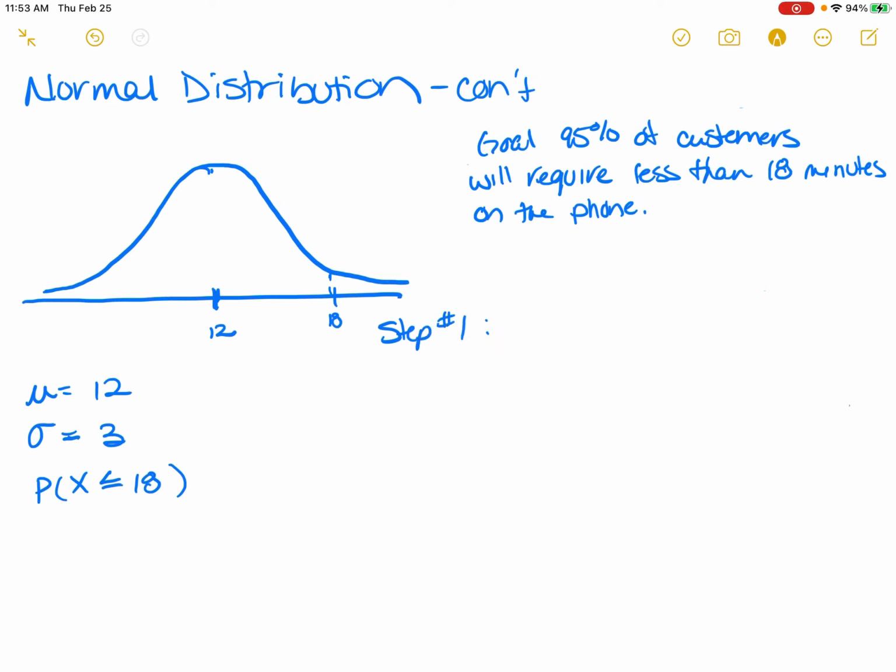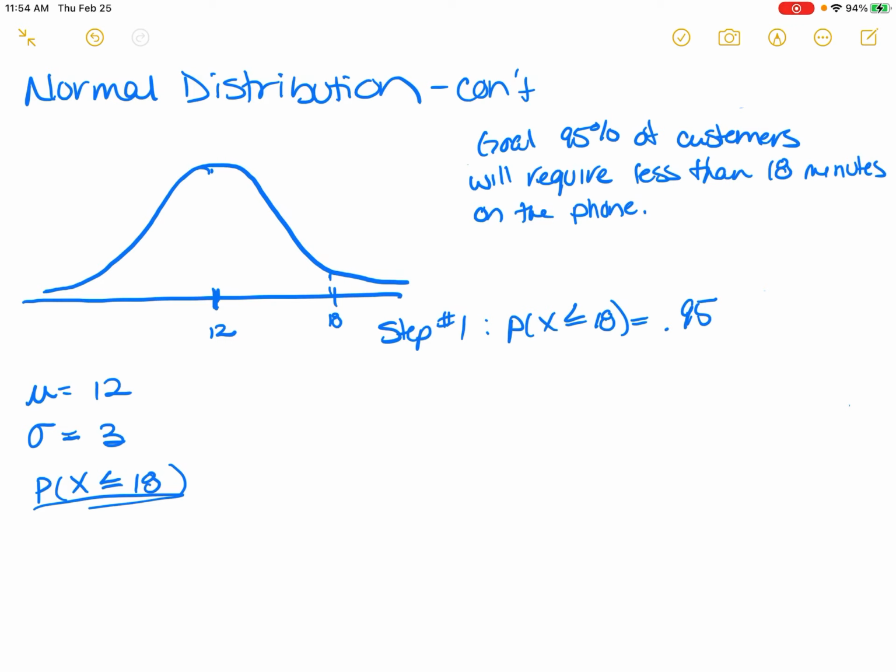So step one is that they're giving us the probability, because they want to know what's the probability, right? Well, they're telling us that the goal is for 95% of the customers to be on the phone for less than 18 minutes. So they're telling us the probability that customers on the phone equal to or less than 18 minutes is equal to 0.95. So 95% chance that the customers are going to be on the phone for less than 18 minutes, right?